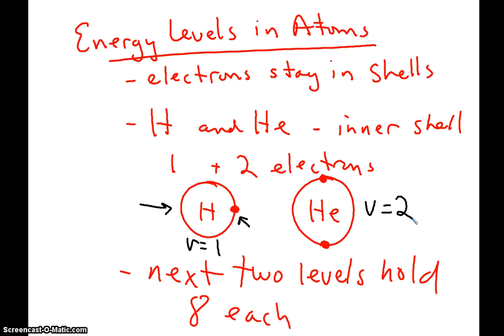I've put these up there because they're the only 2 that have a full shell with 2 electrons. That makes them stable. Helium is much more stable than hydrogen because it has what we call a full outer shell. The next 2 levels, the ones we're really going to be interested in, hold 8 each. So when we get to the second and third energy levels, there's something called the octet rule. The octet rule says that atoms are stable when they gain or lose electrons to get an outer shell of 8. The only exceptions are hydrogen and helium, which are stable with an outer shell of 2.